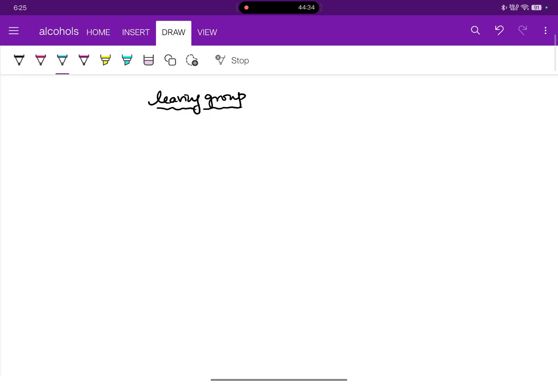In leaving group we have only alkyl halides. Iodide is a better leaving group than bromide. Bromide is a better leaving group than chloride. Fluorine is a very bad leaving group. It will never leave easily because the C-F bond is very strong. So this is the trend they follow: iodide is better than bromide, bromide is better than chloride, and chloride is better than fluoride.